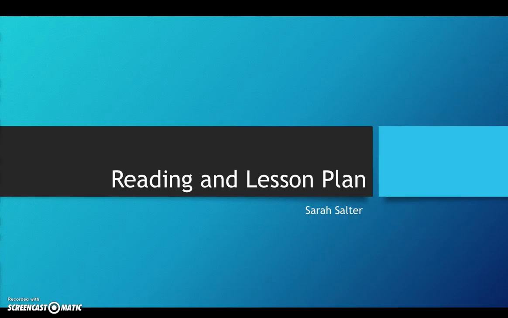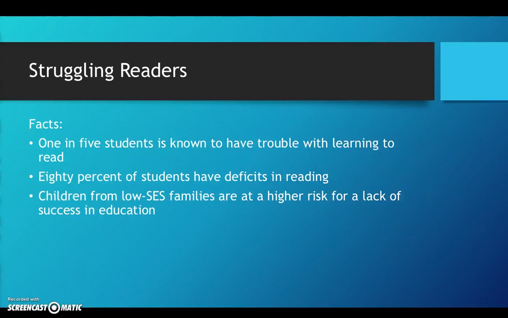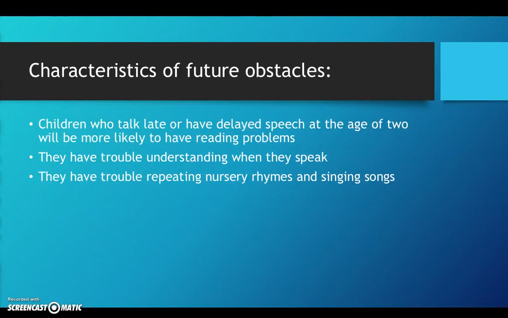Reading and lesson plan. Struggling readers. Facts: 1 in 5 students is known to have trouble learning to read. 80% of students have deficits in reading, and children from low SES families are at higher risk for a lack of success in education. Characteristics of future obstacles.